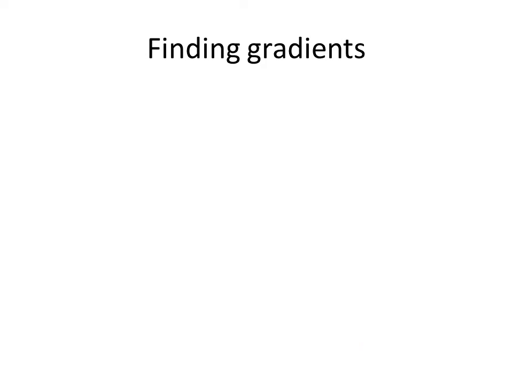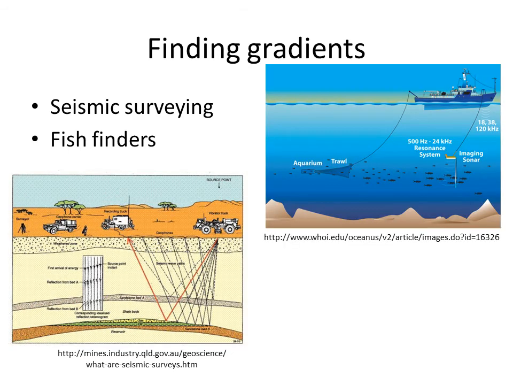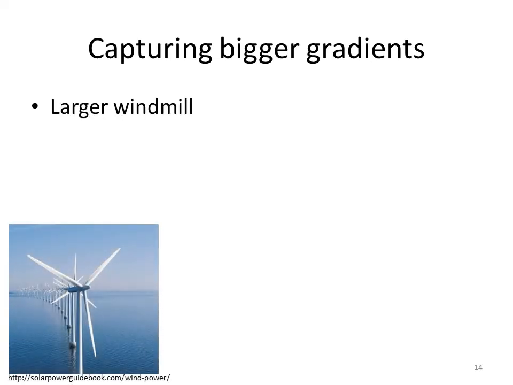Technologies for improved finding aren't the most common, but they do exist. Examples would be seismic equipment that helps engineers look for oil fields, or sonar devices used on fishing boats to help figure out where the fish are. Technologies to capture or use a new or bigger gradient are all over the place. Massive wind turbines capture a bigger gradient than smaller ones.